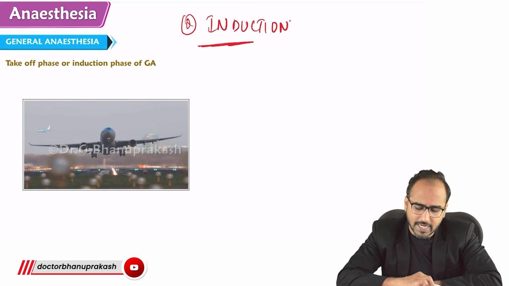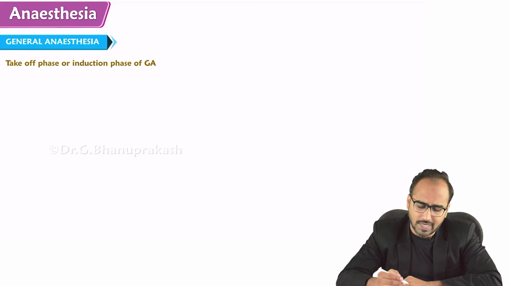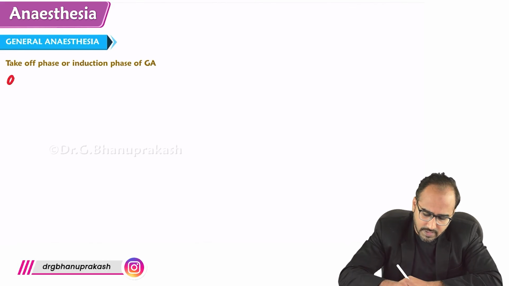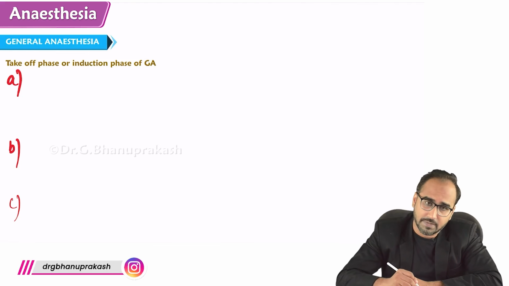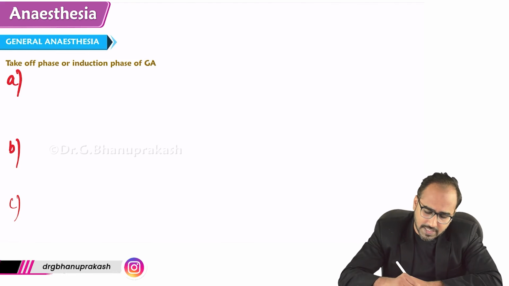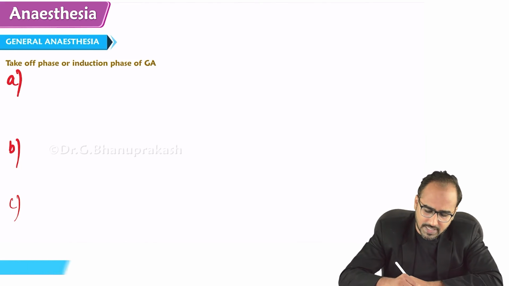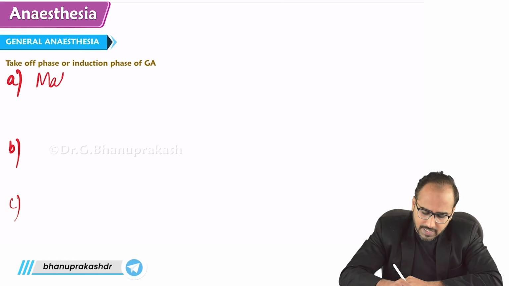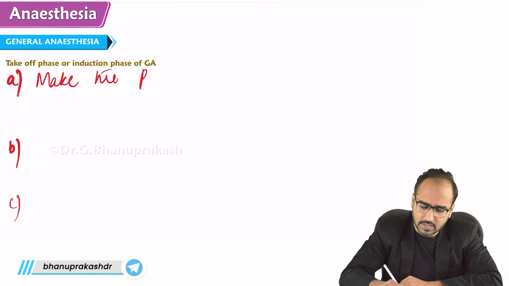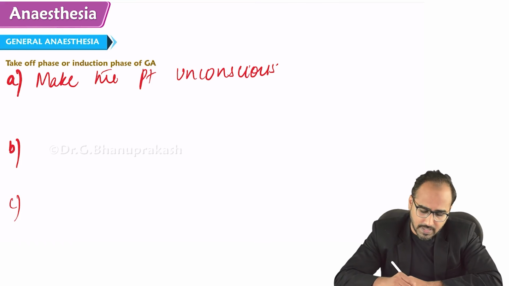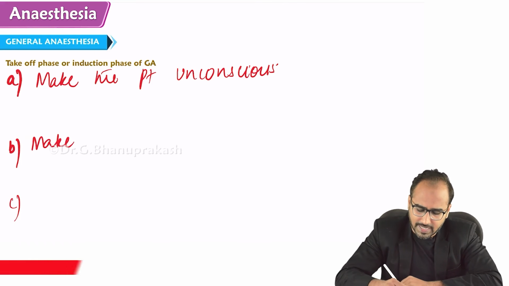Right? Now coming to the induction phase. What should be your aim in the induction phase? There are 3 aims in the induction phase. The first aim in the induction phase is, come on, we are talking about general anesthesia. What should be your aim in general anesthesia? The first aim should be, I should make the patient unconscious. The second aim should be, I should make the muscles relax.